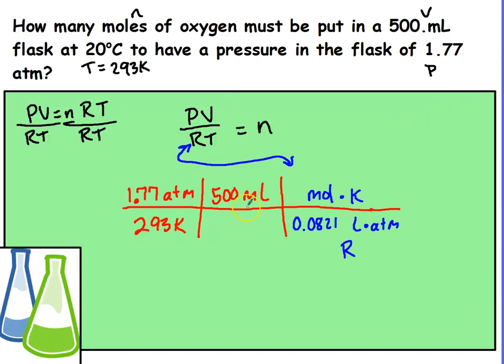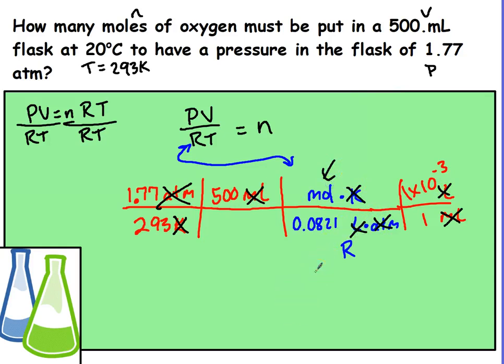Now I'll cancel out all my units, atm, K, and that's it. I'm left with liters, milliliters, and moles. I only want to keep moles because that's what I'm looking for, so I'm going to do one more step and get rid of the liters and the milliliters. Liters, milliliters. 1 milliliter is 1 times 10 to the negative third power liters. Now milliliters cancels out, liters cancels out, and now I only have moles left, so we're done.